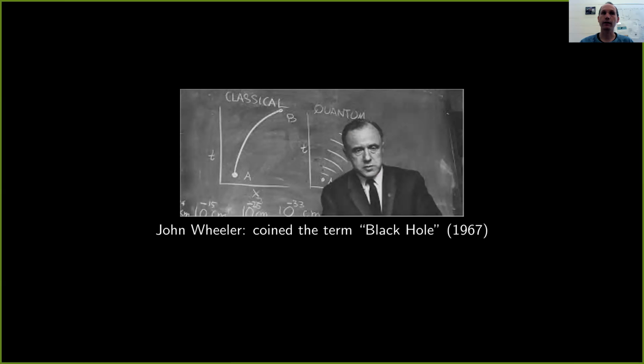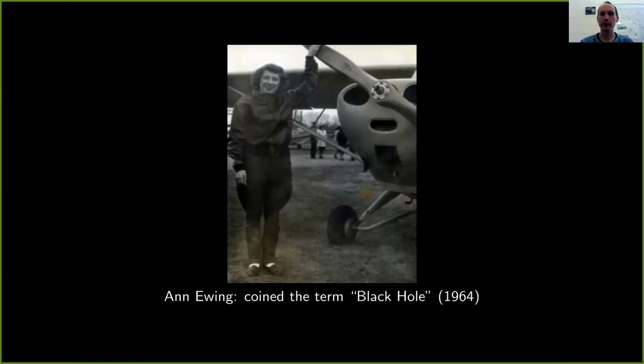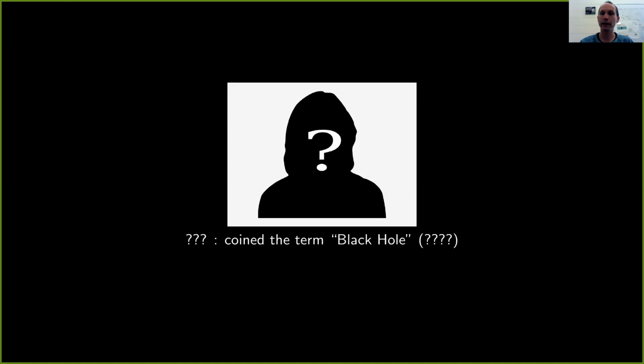Another person who has had a strong influence on black hole physics was John Wheeler. Indeed, he coined the term black hole back in 1967, except that that's not really true. It turns out that the term black hole was already used in an article by a journalist called Anne Ewing in 1964, so 3 years earlier than John Wheeler. And it so happens that Anne Ewing also didn't really coin the term black hole, because she said she had heard the term black hole in a conference that she attended a few years earlier. So at the end of the day, there's somebody else who coined the term black hole back in 61 or something like this, but we don't know who that person is, but clearly it was a very good invention.